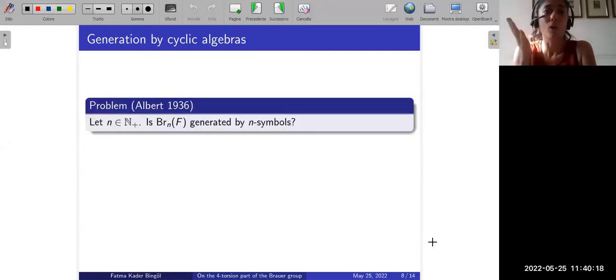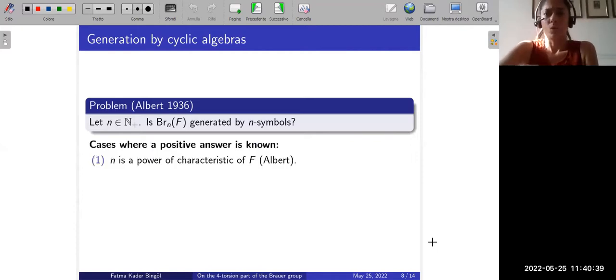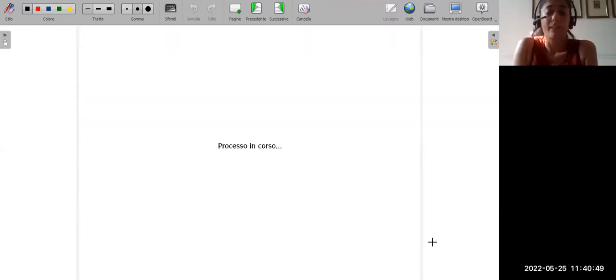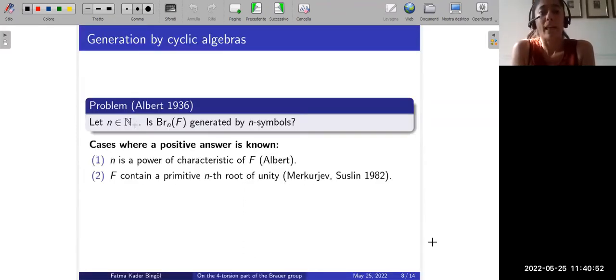The problem I'm talking about is the following. For an integer n, we are asking whether the n-torsion part of the Brauer group is generated by classes of cyclic algebras of degree dividing n. And I already gave you two important cases where the answer is known to be yes, right? The first case is when n is a power of the characteristic of F. This was already settled by Albert himself. The answer is yes in this case. The next important case is when F contains a primitive nth root of unity, and this is due to Merkurjev and Suslin.